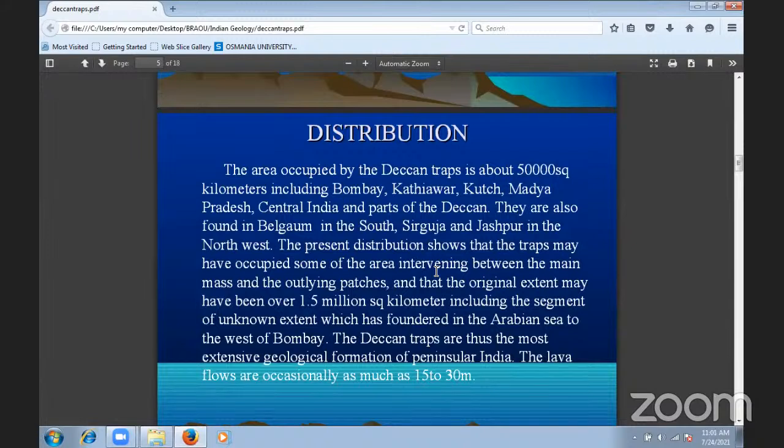The area occupied by the Deccan traps is about 500,000 square kilometers, including Mumbai, Kathiawar, Kutch, Madhya Pradesh, Central India, and other parts of the Deccan. It is also found in Belgaum in the south, and Sarguja and Jashpur in the northwest. The present distribution shows that the traps may have occupied some of the area intervening between the main mass and the outlying patches.